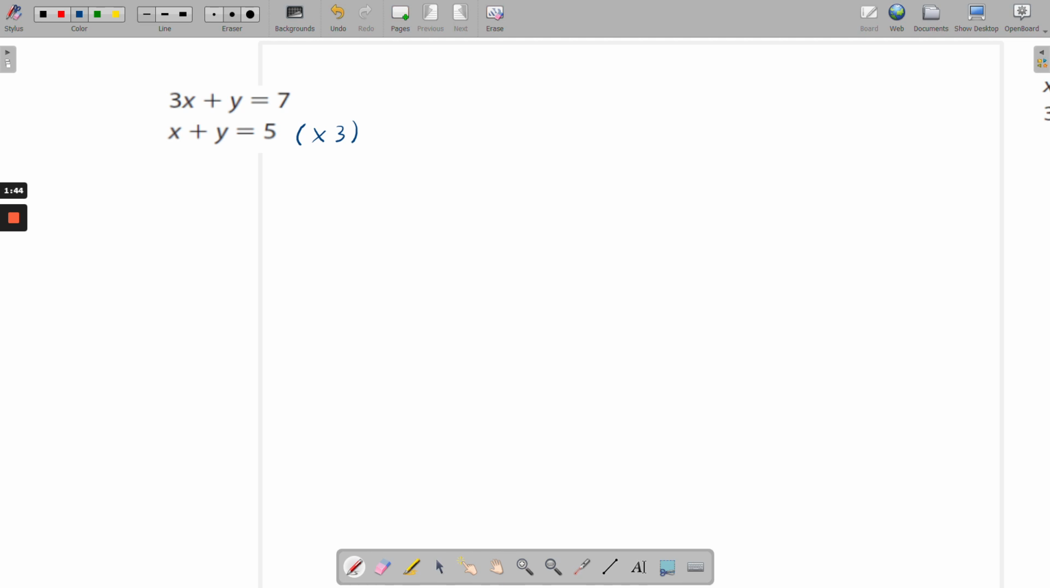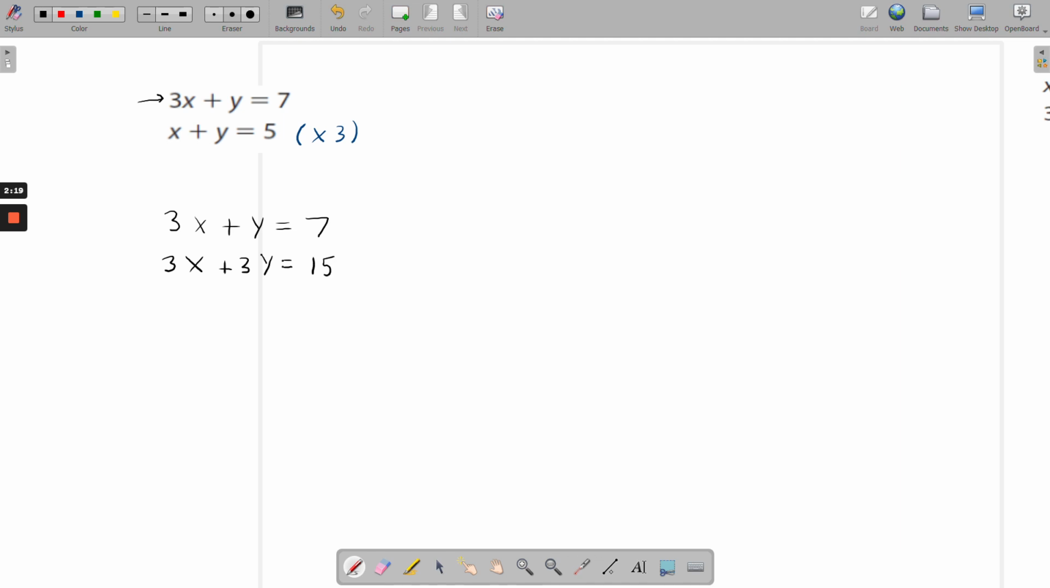So we're going to come down and go to our next line. We don't change the first one, we leave that as it is. We write 3x plus y is equal to 7. The next line then, we're going to multiply each term. We take the first part, x, and multiply that by 3. So we get 3x. Take the next term, y, multiply that by 3 also, that gives us 3y, and then we take the last term, which is 5, and multiply that by 3 and we get 15.